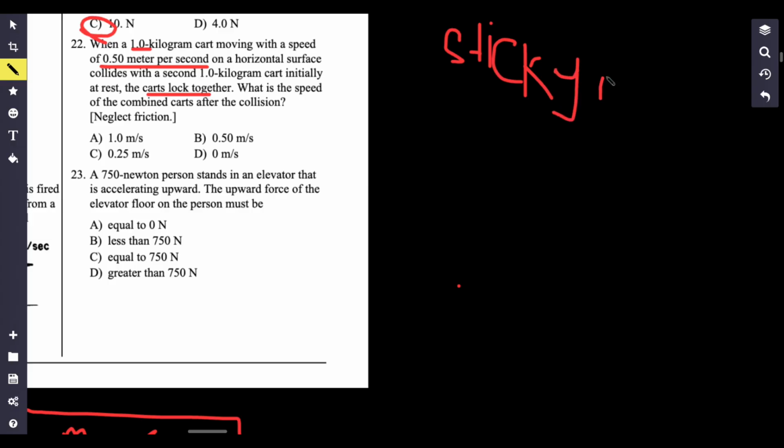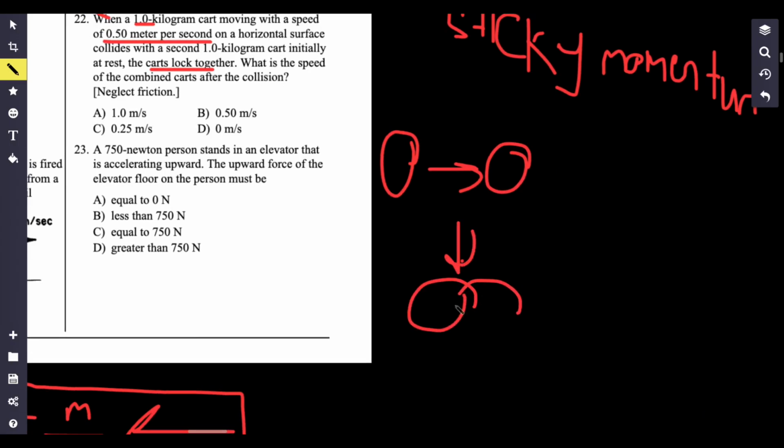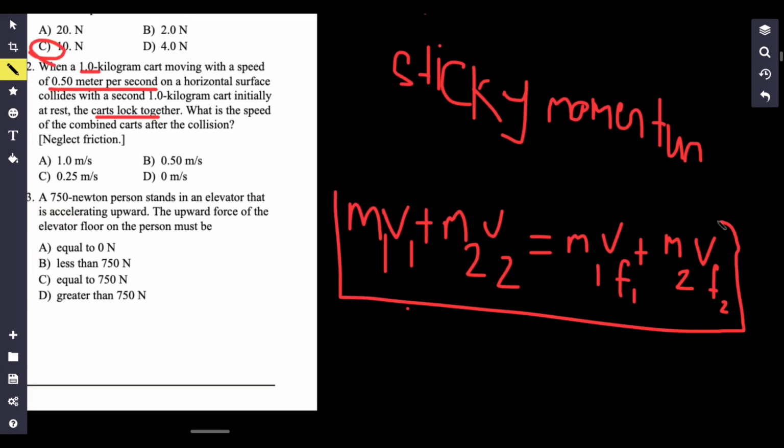Sticky momentum is different from regular momentum. It's when an object crashes into another object, and the two objects stick together and move together at some velocity. Now, regular momentum means that the collision is elastic, meaning that kinetic energy is conserved.